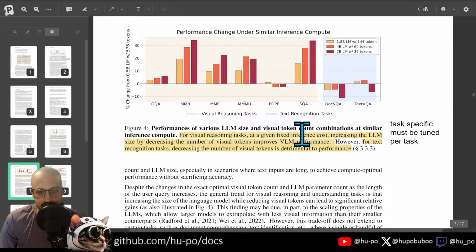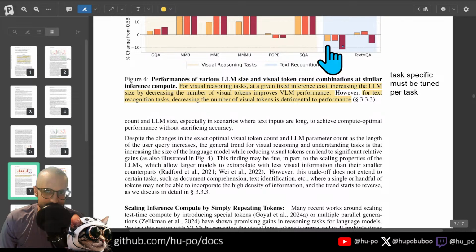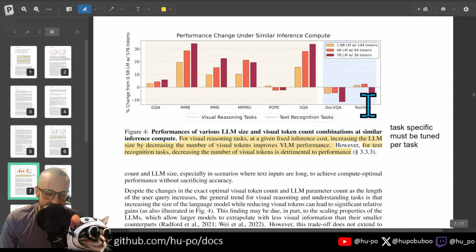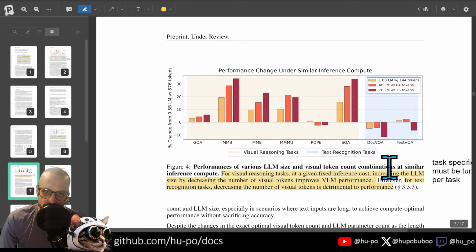Okay, so text recognition, sometimes also called OCR, or optical character recognition. And this is saying that, okay, well, actually, for some benchmarks or some tasks, reducing the number of visual tokens from 576 to 1 is actually going to destroy your performance, right? This is what they're showing here.